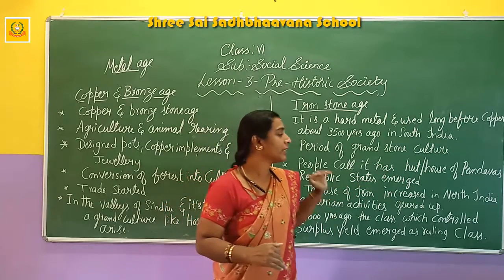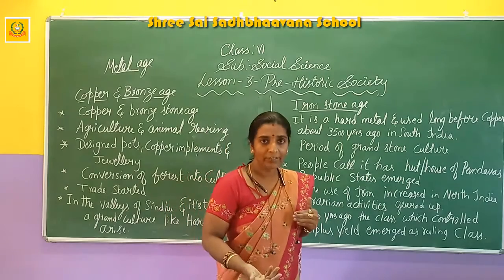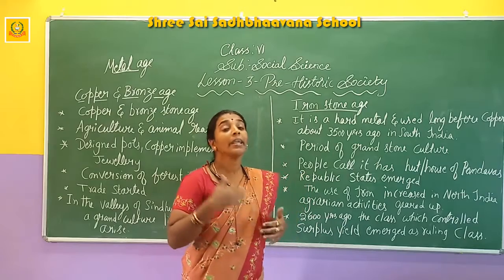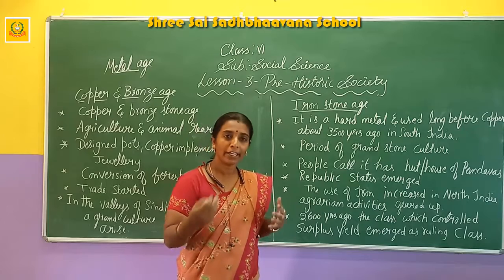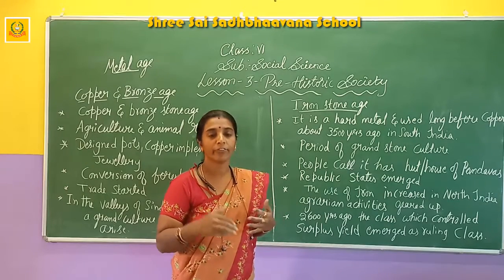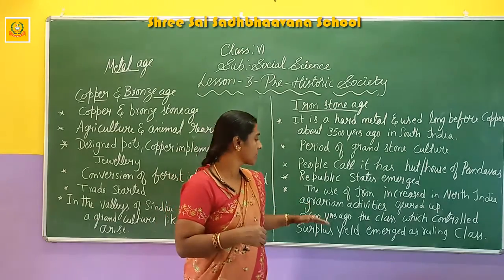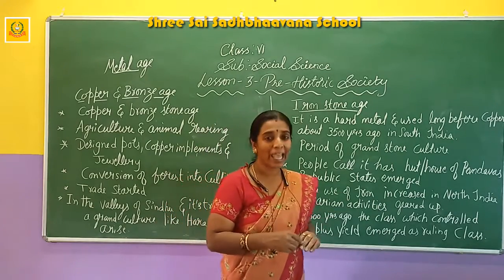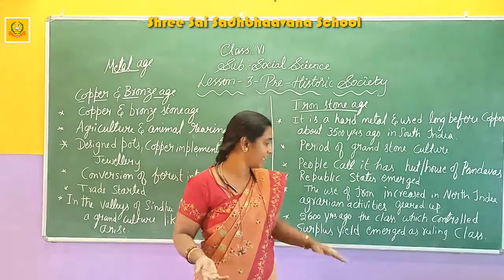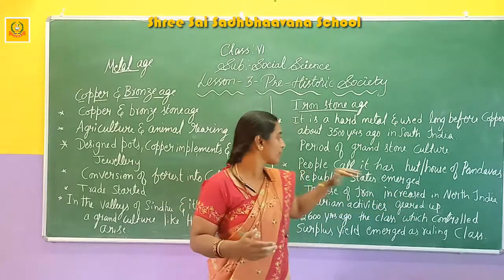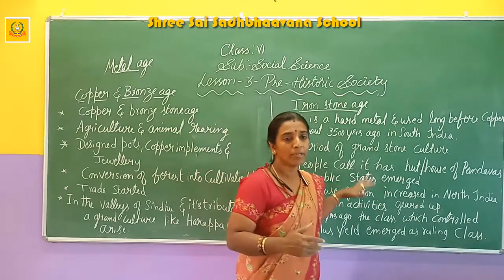The use of iron increased in North India, which increased agricultural activities, which increased the yield from agriculture and also the production of handicrafts. Got it? Only when these things increased, 2,600 years ago, the class which controlled the surplus yields emerged as the ruling class. Surplus means the excess yields. These were called republic states. Thus the republic states emerged.